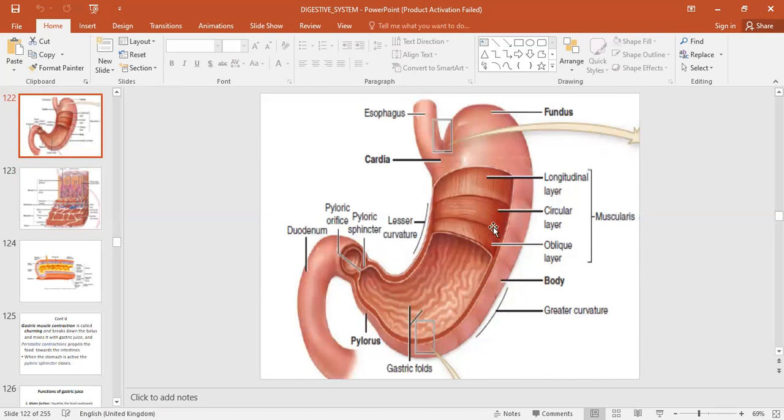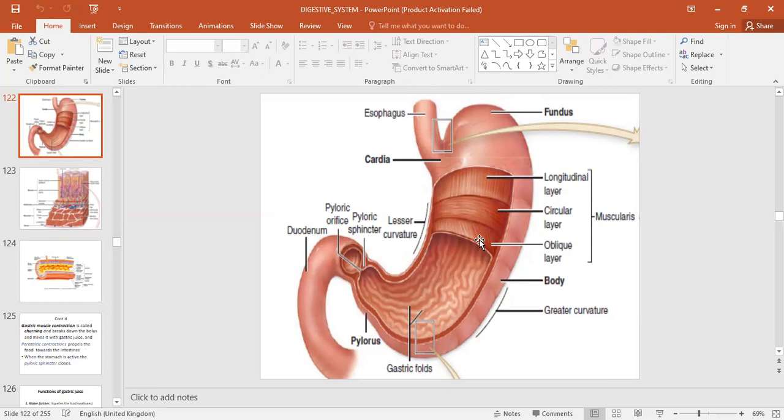Then we have middle circular. So the one which was inner now, here is middle. So that is circular going around the stomach like that. Then outer longitudinal. So these are going straight up and down through the stomach. Because of the third layer of muscle, which is the oblique layer, the way the stomach contracts is different. This allows the stomach to mix things that we have swallowed effectively with gastric juice.